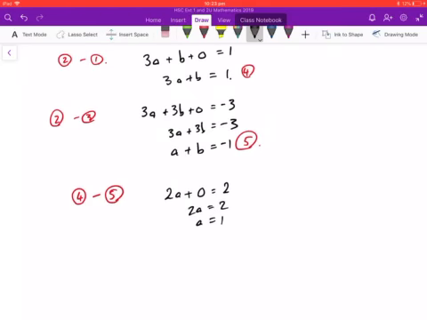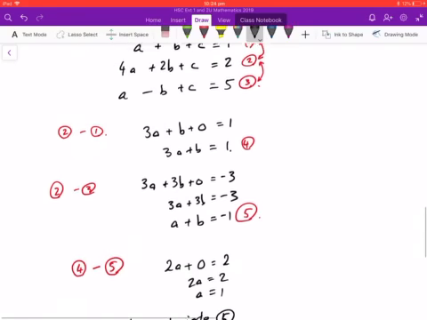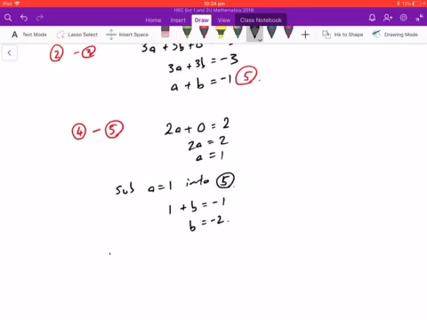Well, once I have a, then it's okay. Now we're going to sub a equals 1 into, take your pick, either 4 or 5. I'm going to do it into equation 5. 1 plus b equals minus 1, so b is equal to minus 2. And then c, well, I'm going to sub into equation 1. So substitute a equals 1 and b equals negative 2 into a plus b plus c equals 1, which is 1 minus 2 plus c equals 1. 1 minus 1, and so that's just c is equal to 2.